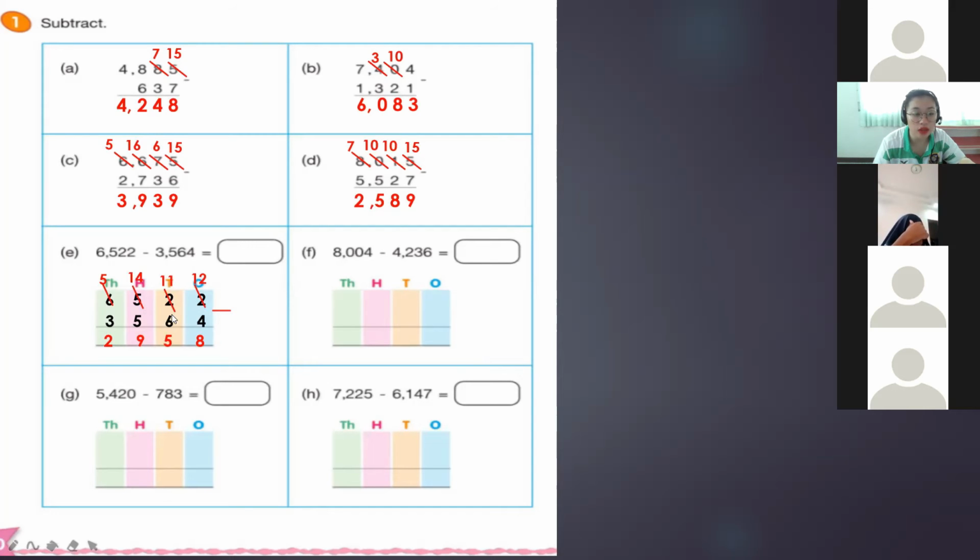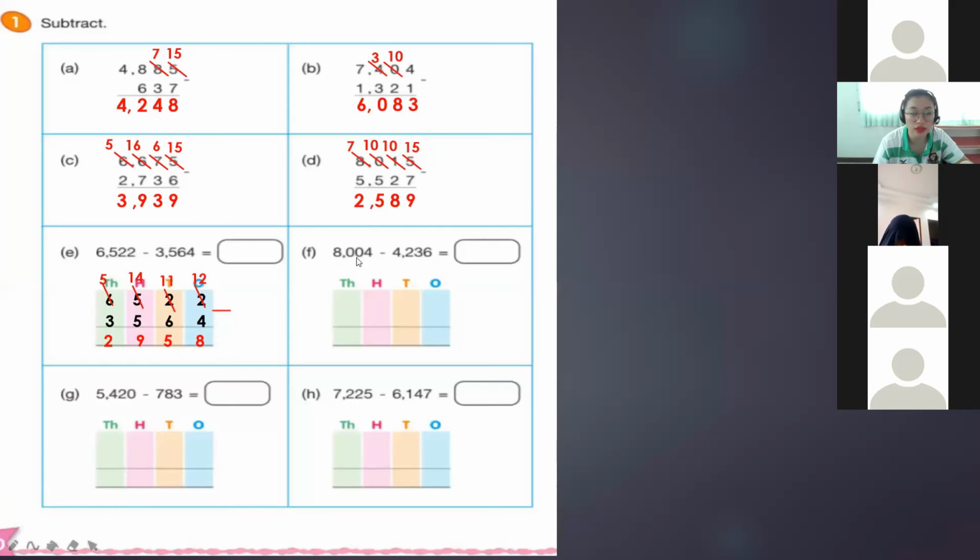Okay, so 1 is smaller than 6. So we have to borrow from 5. So 5 becomes 4 and 1 becomes 11. So 11 minus 6 is 5 and 4 is smaller than 5, so we have to borrow from 6. So 6 will become 5 and 4 becomes 14. So 14 minus 5 is equal to 9 and 5 minus 3 is equal to 2. So the answer in letter E is 2,958. Okay, so next one is in letter F.